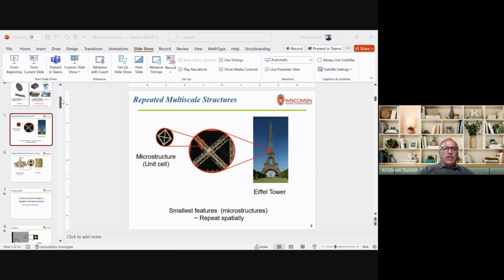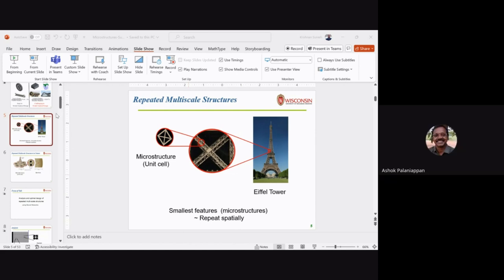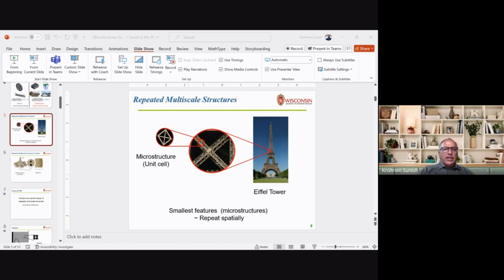I don't know if the screen appears at all. Probably not. I'm showing different PowerPoint slides. We can't see. We are still on the same PowerPoint. Yeah, that's fine. I will take 5 seconds to share a different slide. So this should show up now. Does it show up?